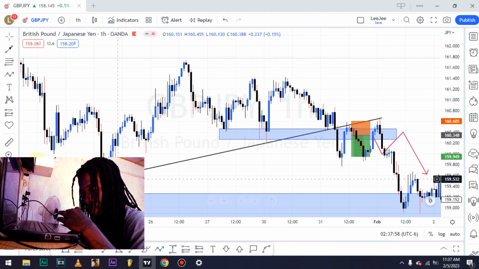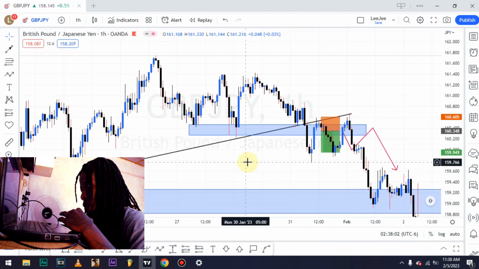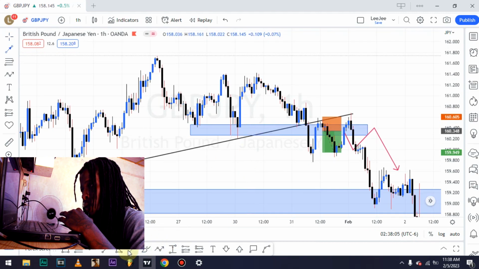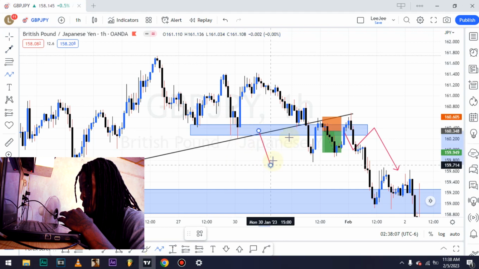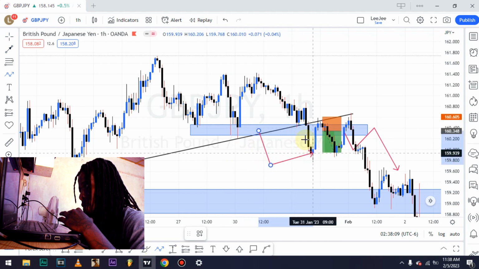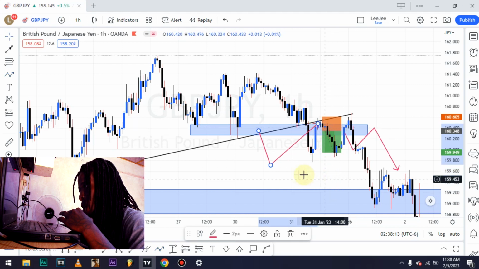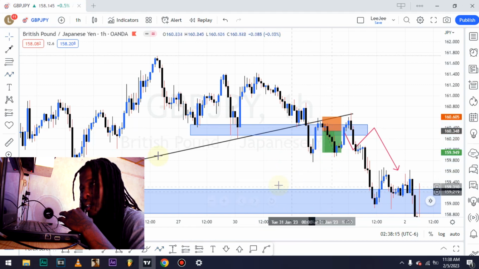And then price broke that zone over here, guys. So when price broke this zone, I was waiting for a pullback and a rejection before going back to the previous support.